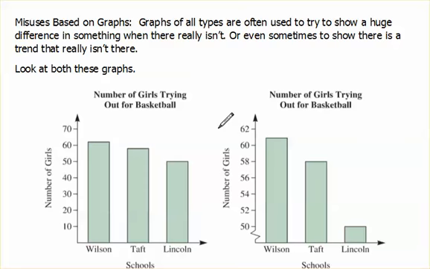When if they had just done their scaling differently, then you would see, yeah, there are fewer at Lincoln, but it's not that bad. It's not that much. So be careful. Analyze graphs that you see in the newspaper and the magazines and on social media and things like that, and look for ways that they are intentionally trying to deceive you.